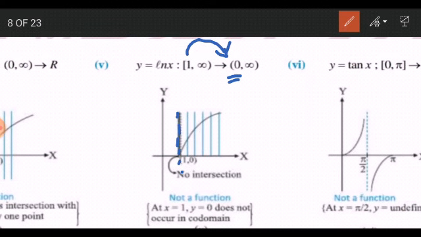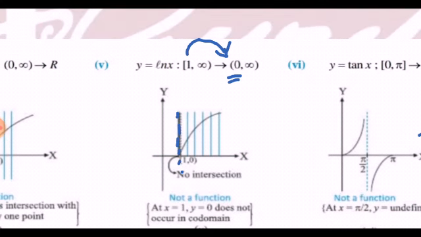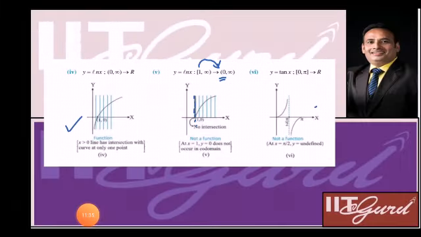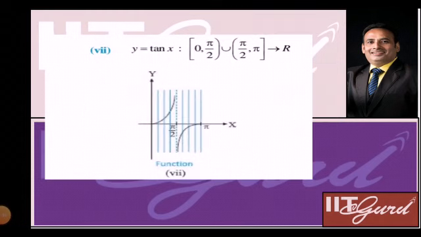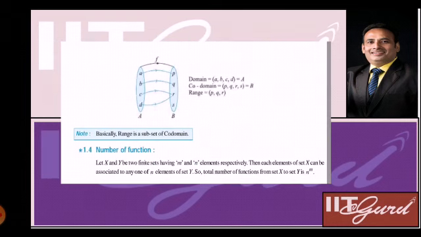But if you say y equal to tan x, 0 to pi, once again at x equal to pi by 2 the function is undefined, so it is not a function. Okay, fine. One more question was there. We see here tan x, from 0 to pi by 2 and pi by 2 to pi, that is R. So only this one is said to be a function, because pi by 2 we are not considering in the domain. So that's why this is a function.